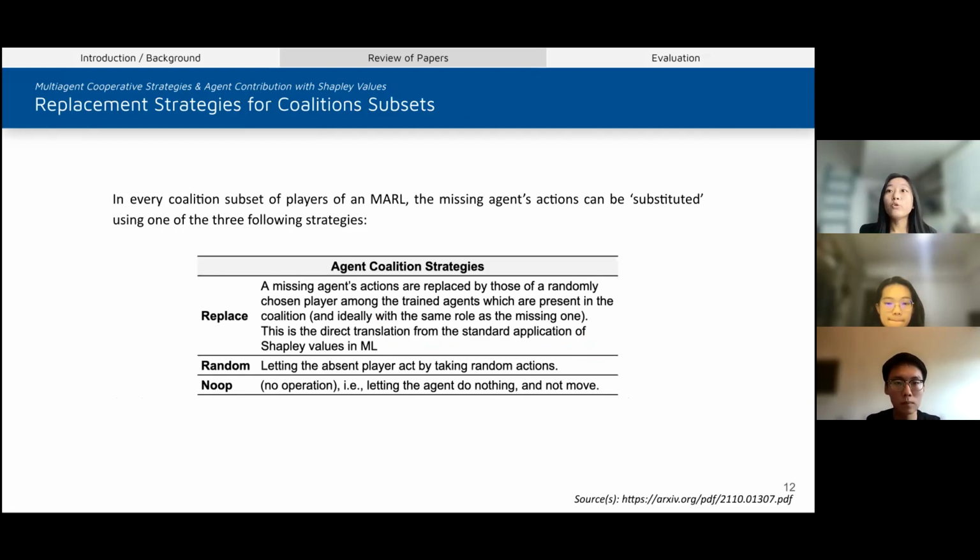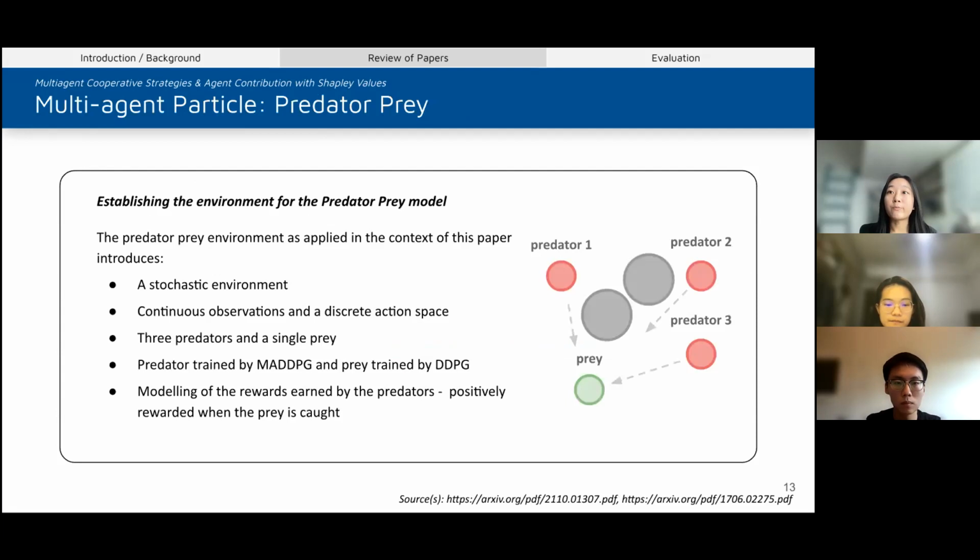And lastly, no operation, where the missing agent does not make an action. We can then apply the reformulation to the predator-prey scenario, which is a stochastic environment with discrete action space. By default, there are 3 predators and a single prey. Predators are positively rewarded when their prey is caught.